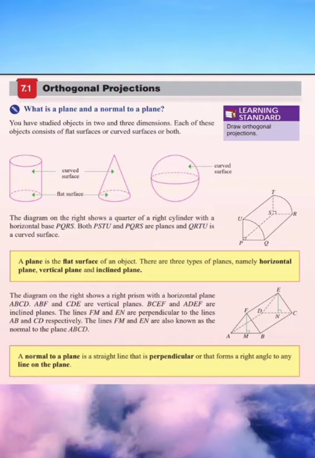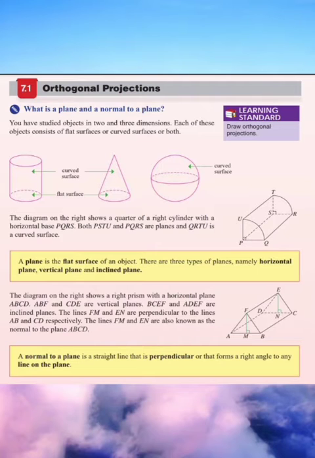So let's look at the example. The diagram on the right shows a quarter of a right cylinder with a horizontal base PQRS. Both PSTU and PQRS are planes, and QRTU is a curved surface. So let's start with the first element. A plane is the flat surface of an object. There are 3 types of planes, namely horizontal plane, vertical plane, and inclined plane.